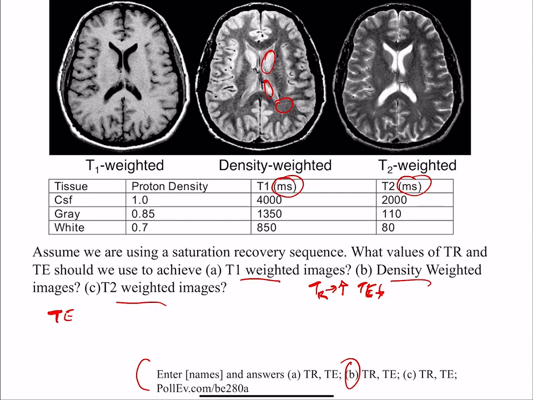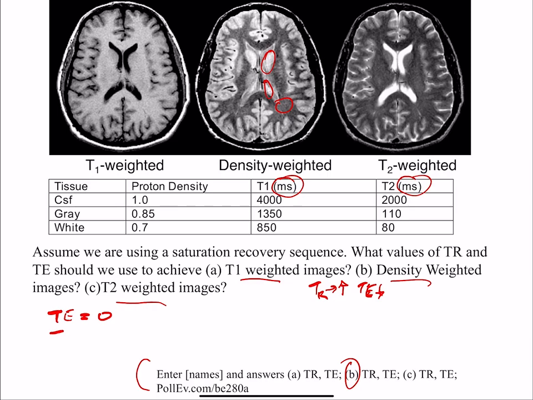Do I want TE big or small for T1 weighting? Small, right? I want it as small as possible because I want exp(-TE/T2) to be basically 1. So ideally, I want TE equal to 0. In practice, maybe it's a few milliseconds. It's as short as possible, okay?